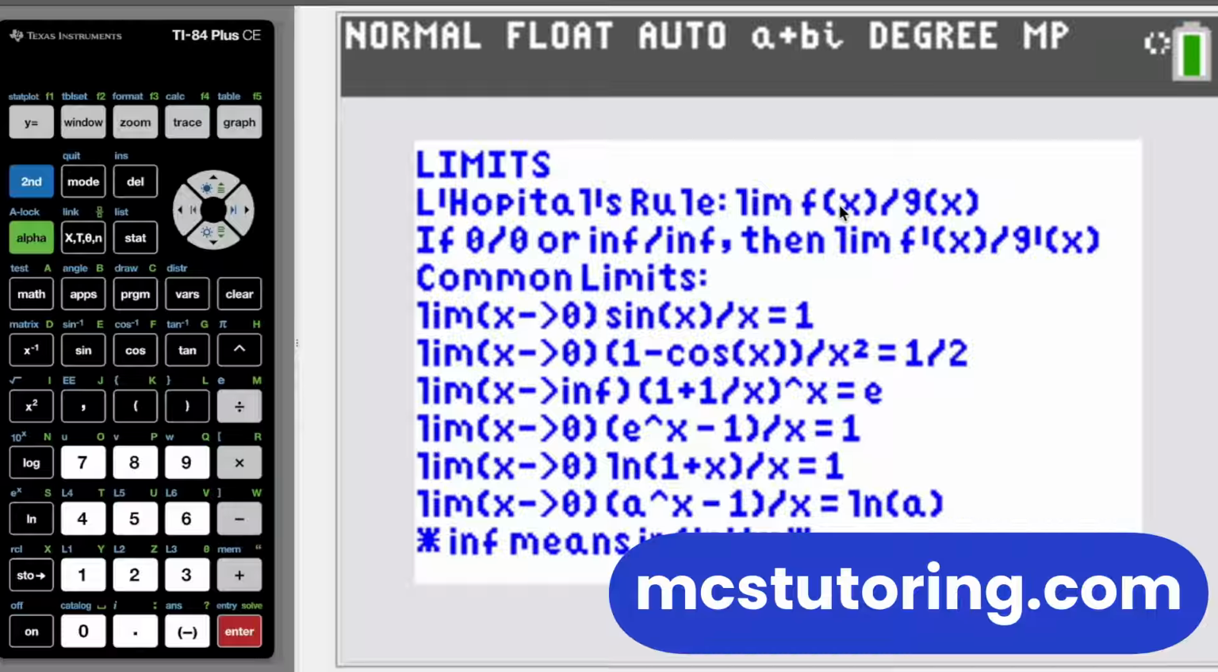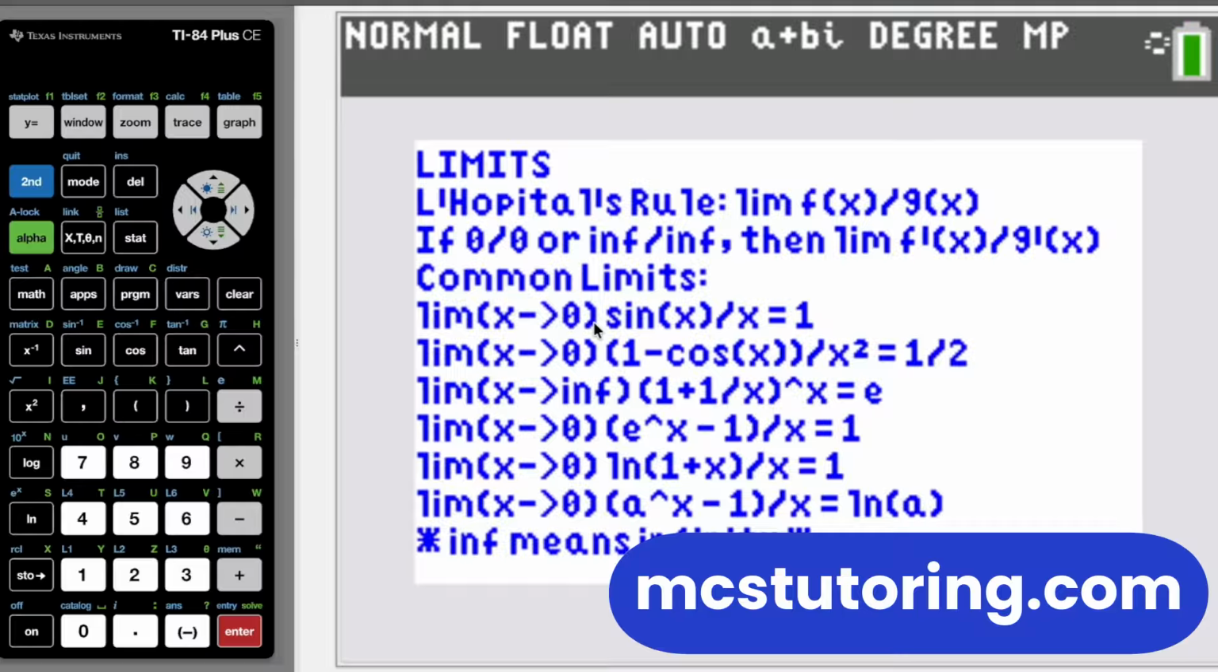So this is the limit of f of x over g of x if it's 0 over 0 or infinity over infinity. So just so you know, I put inf means infinity. Limit of f, it's limit of f prime of x over g prime of x.